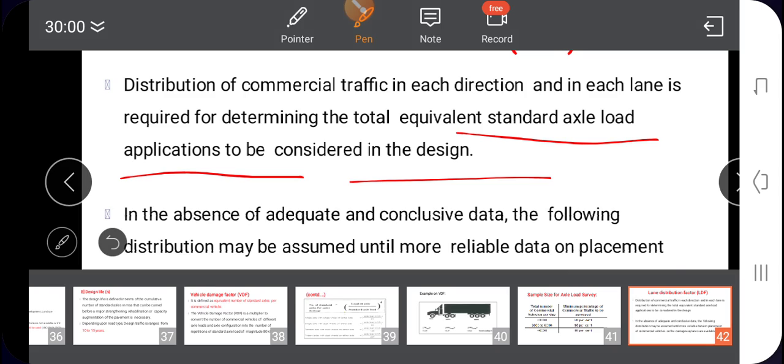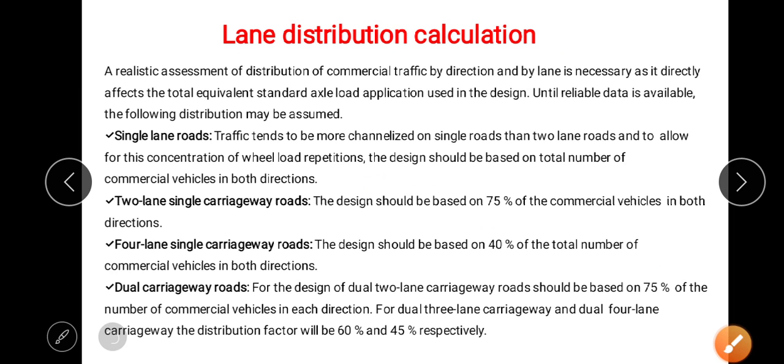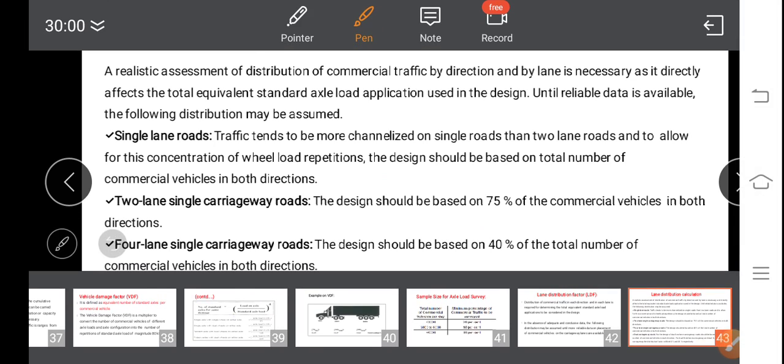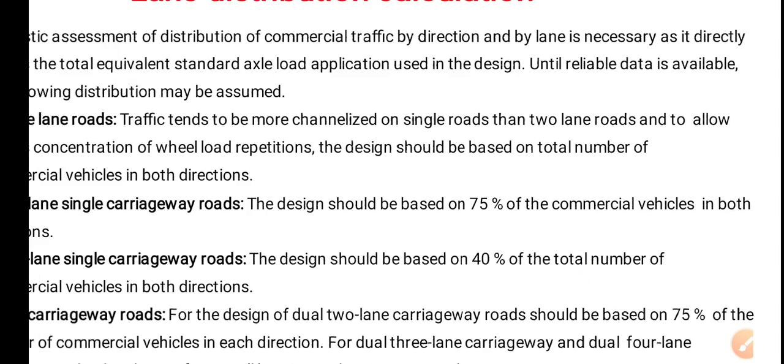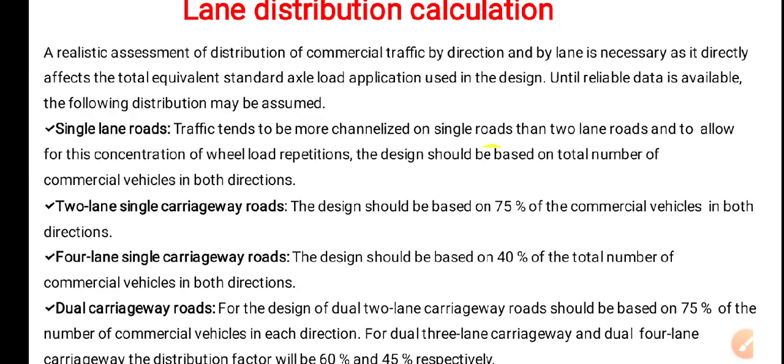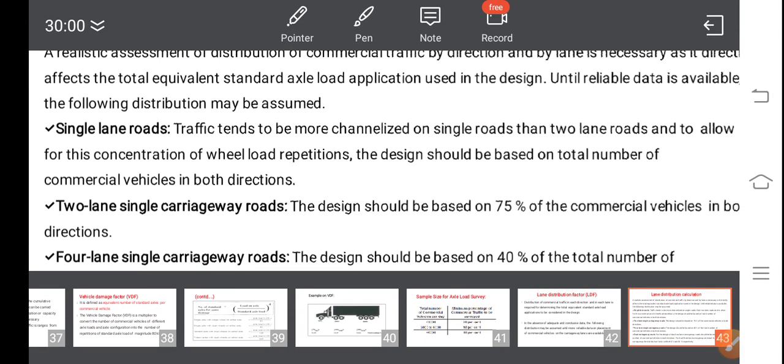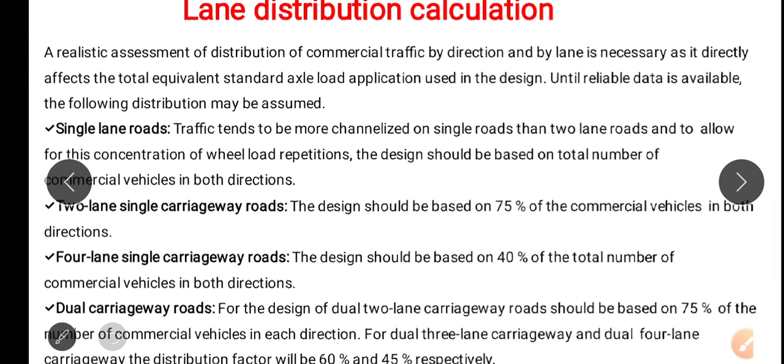Okay, let us proceed. Lane distribution calculation. If that is not the case, then you have to calculate in this way. So let me zoom a little bit so that it can be seen. Okay, now it can be seen. What does it say? A realistic assessment of distribution of commercial traffic by direction and by lane is necessary as it directly affects the total equivalent standard axle load applications used in the design. Until reliable data is available, the following distribution may be assumed.